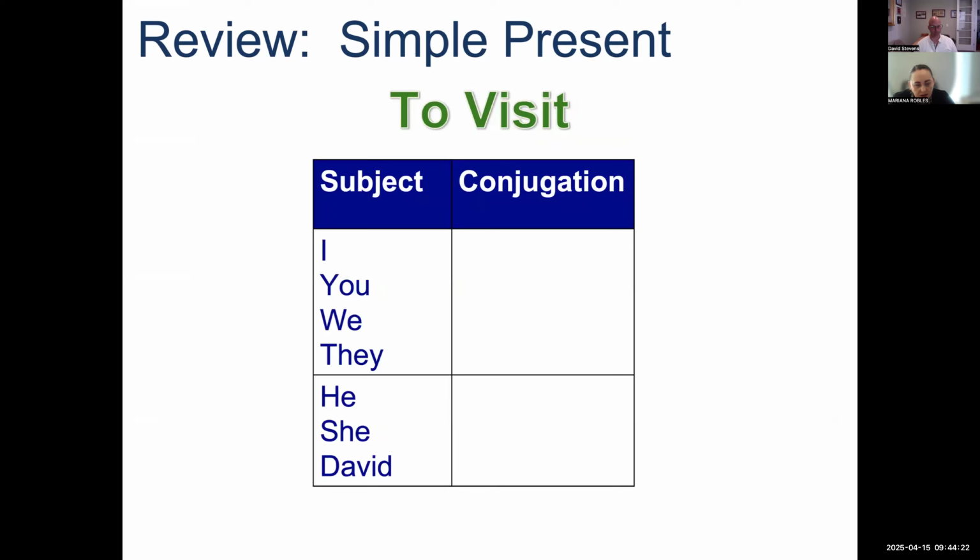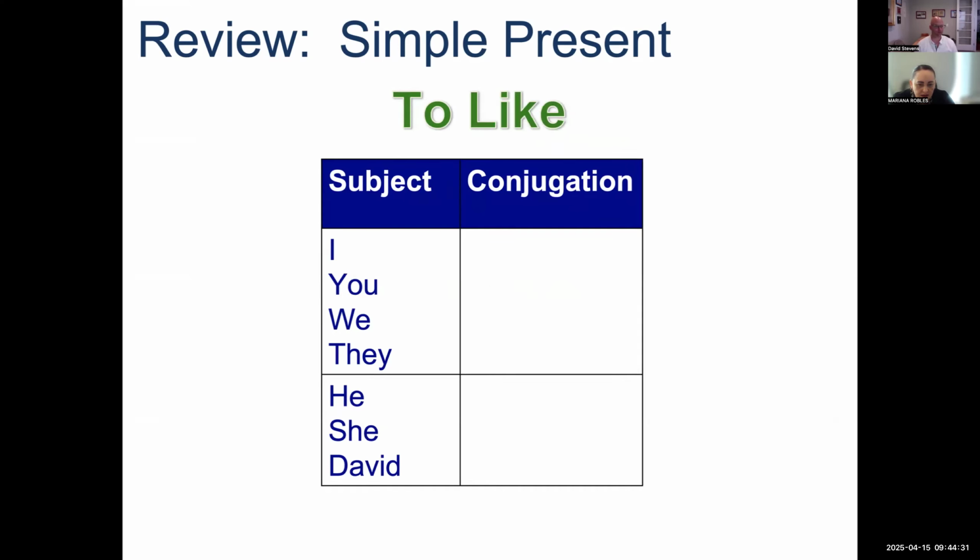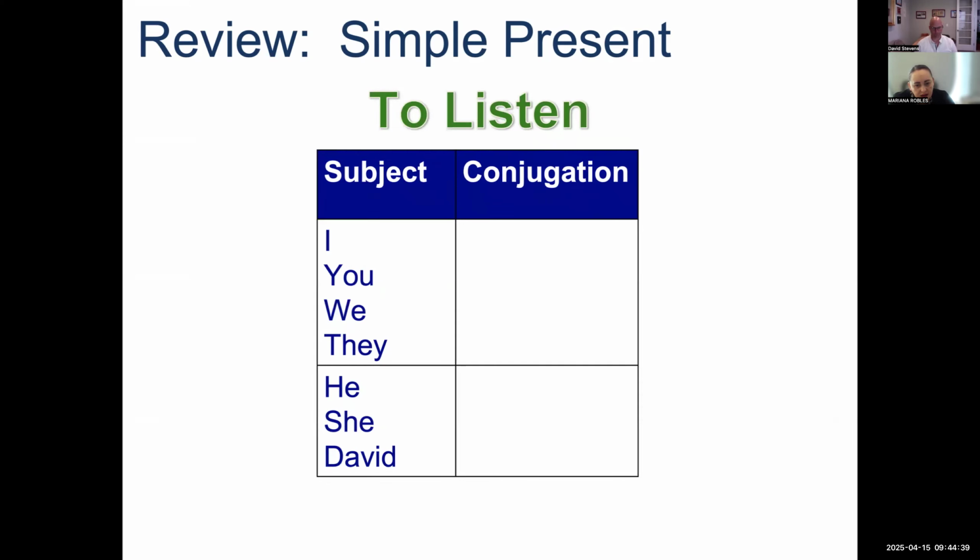To visit. I visit, you visit, we visit, they visit. He visits, she visits, David visits. To like. I like, you like, we like, they like. He likes, she likes, David likes. To listen. I listen, you listen, we listen, they listen. He listens, she listens, David listens.